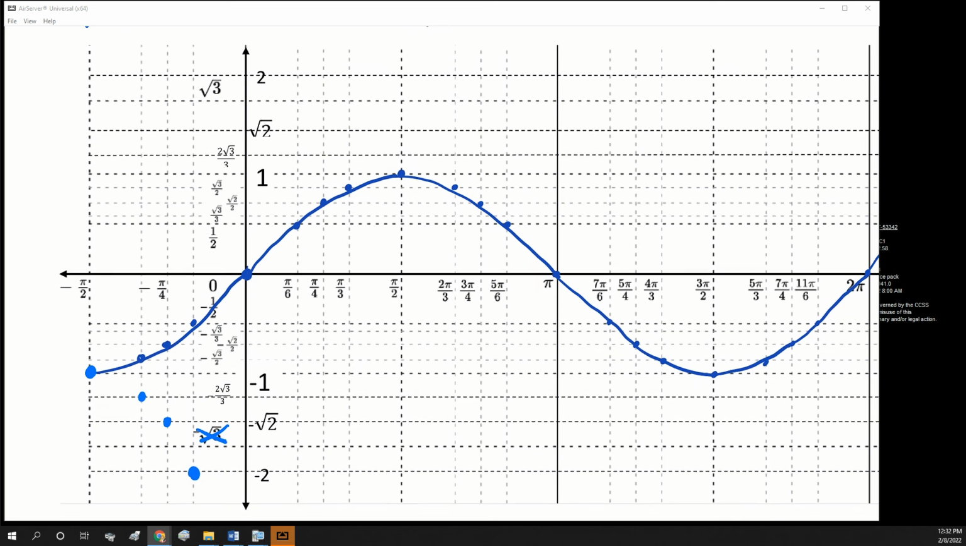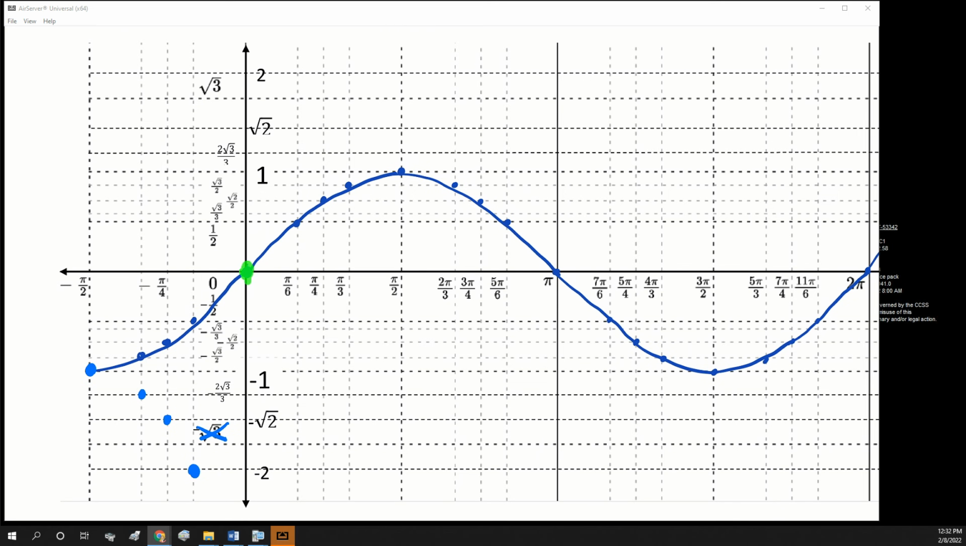Okay, the next point is 0. What's the reciprocal of 0? Nope. Undefined. So where a graph is undefined, what you're going to have is a vertical asymptote. So we'll graph that. We can't take the cosecant of 0 because it's undefined. All right, we're going to keep going.